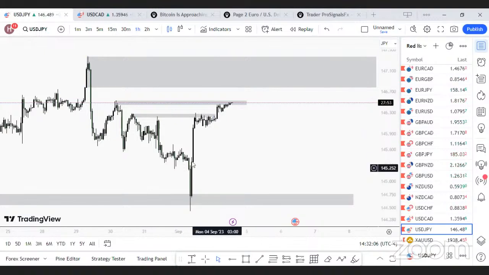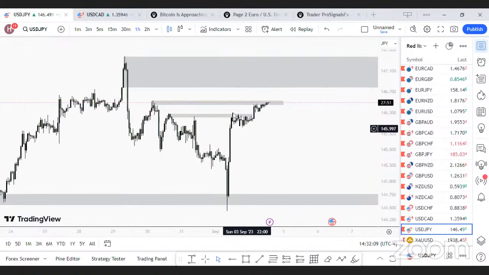What is happening here is that it's not respecting this resistance zone. The sellers here are not as strong. So this market is going to break and take over. The buy market is going to continue buying. So in this kind of situation, how do you know that this market is going to continue to buy?